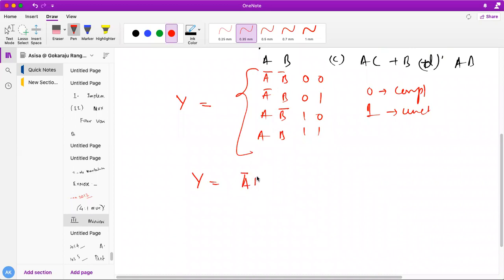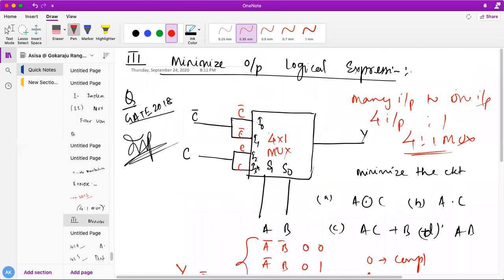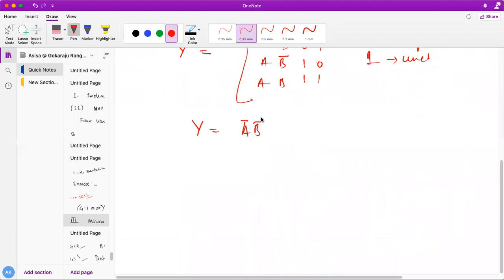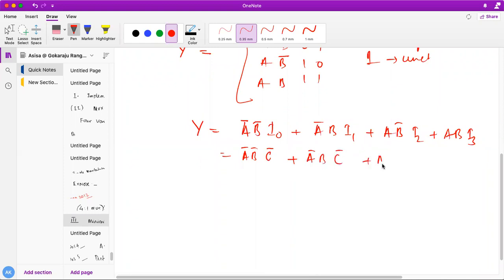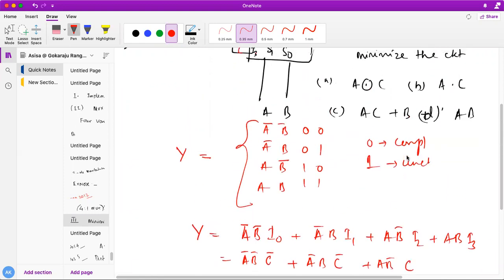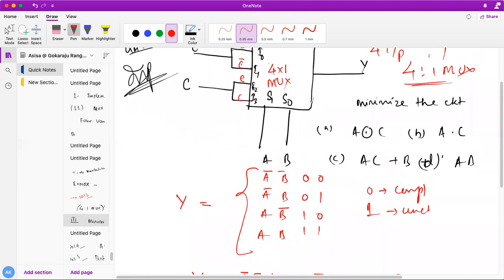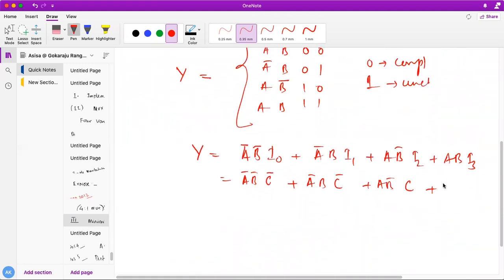This is nothing else, A bar B bar, and what will it take? It will take I0: A bar B bar I0. Similarly, A bar B I1. Similarly, A B bar I2. Similarly, A B I3. Now I know all these values: A bar B bar I0 is C bar. A bar B, C bar. A B bar, C. Am I correct? Yes, A B bar, I2 is C. Next, A B, C. Okay, do you all understand here?